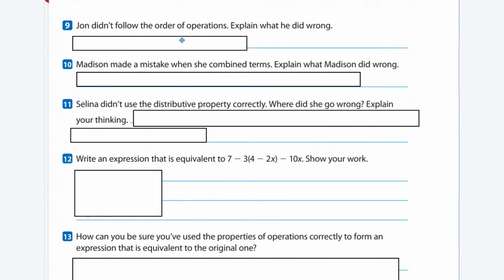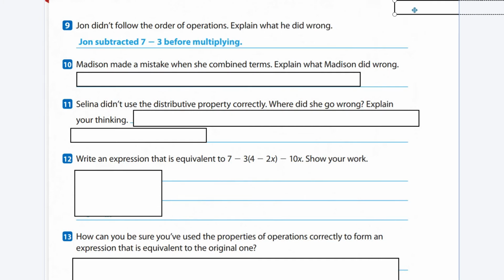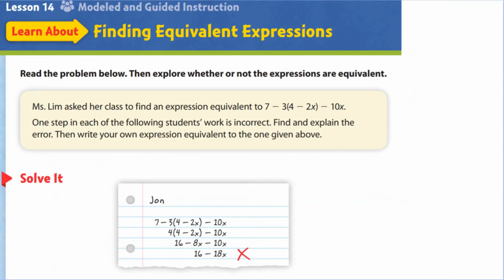Now let's check the answers. Let's see what John did wrong. John subtracted 7 minus 3 before multiplying. So when you look down here, order of operations does matter. You cannot subtract before you multiply, or in this case, distribute. So that's the mistake John made.